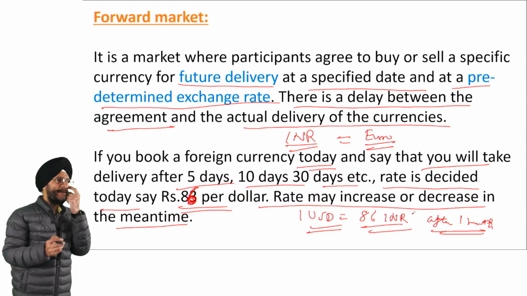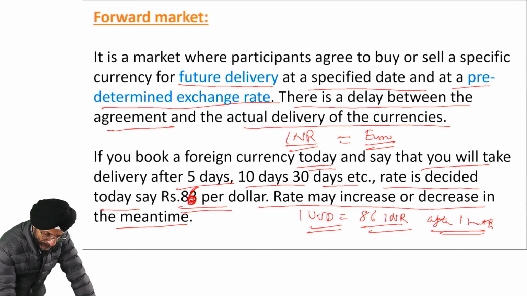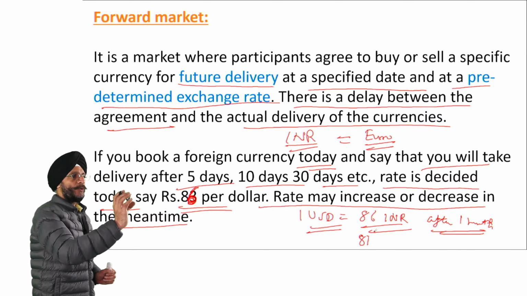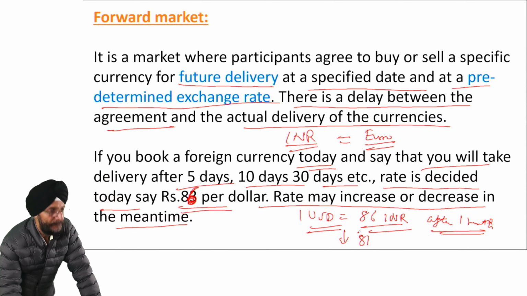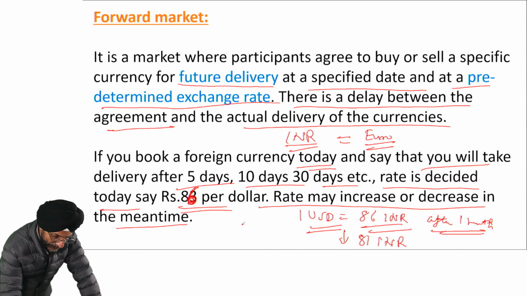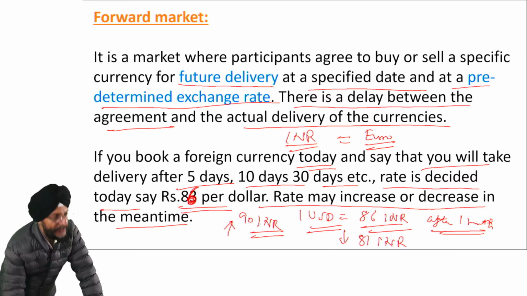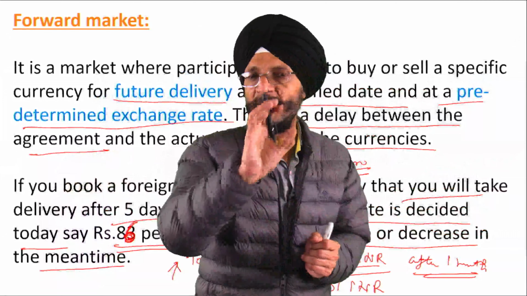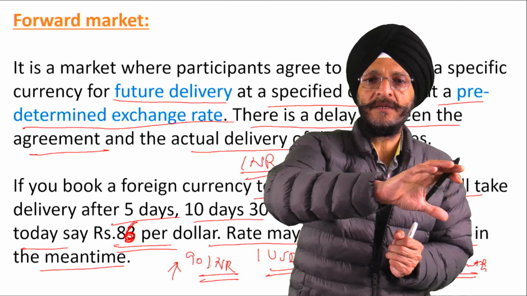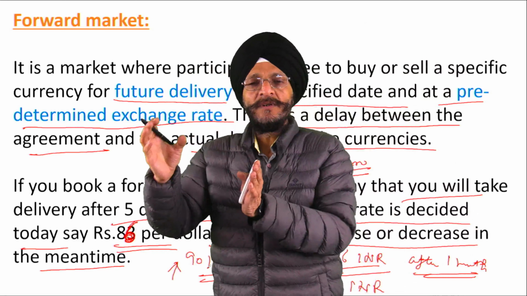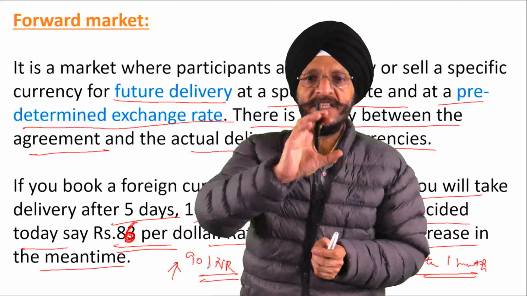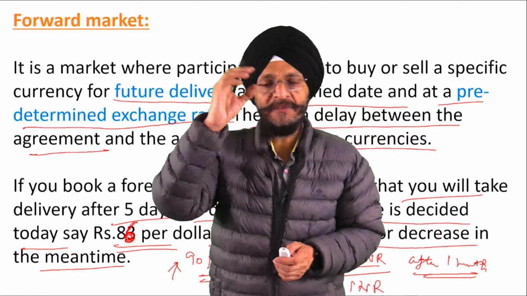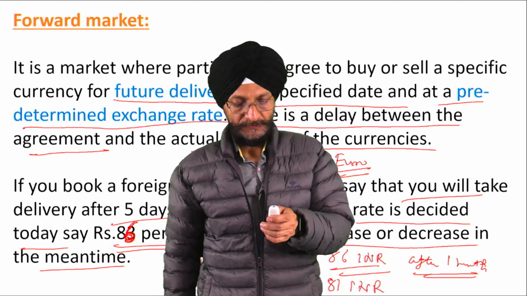It may be quite possible that the value of 1 US dollar may decrease, that is, the price of 1 US dollar may decrease to 81 Indian rupees, or the price of 1 US dollar may increase to say 90 Indian rupees. The price of the foreign currency may increase or decrease, but it will have no effect on the forward market transaction, because we have already agreed about the rate at which the currency will be bought in future.